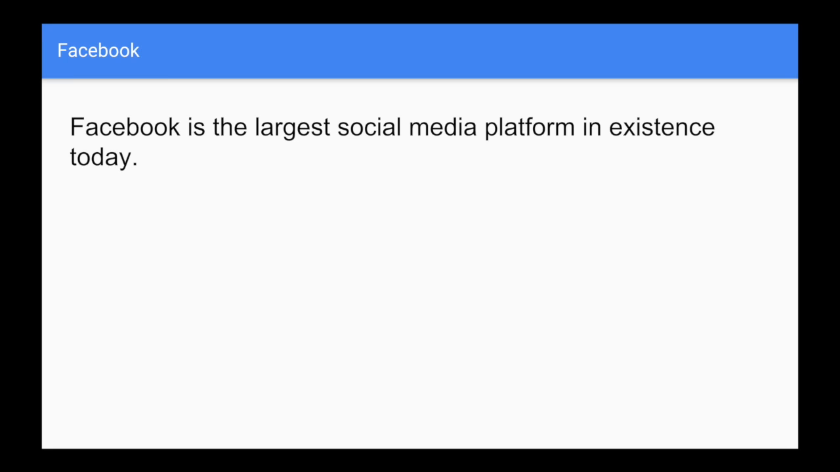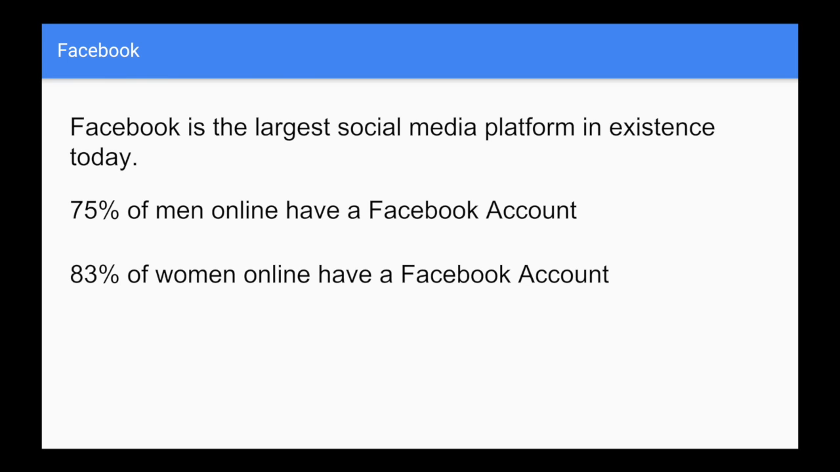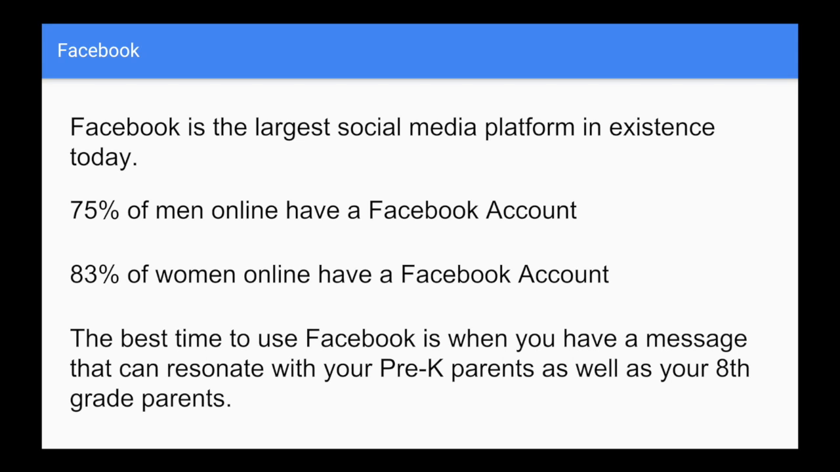Taking a closer look at Facebook, you will begin to notice that actually 75% of men who do go online have a Facebook account, while 83% of women online have a Facebook account. The reason we show you this information is because we want you to understand that Facebook is the best place to post information that can resonate with your pre-K parents as well as your 8th grade parents. So items you could include could be open houses, general messages about the school, and any events you may be running.